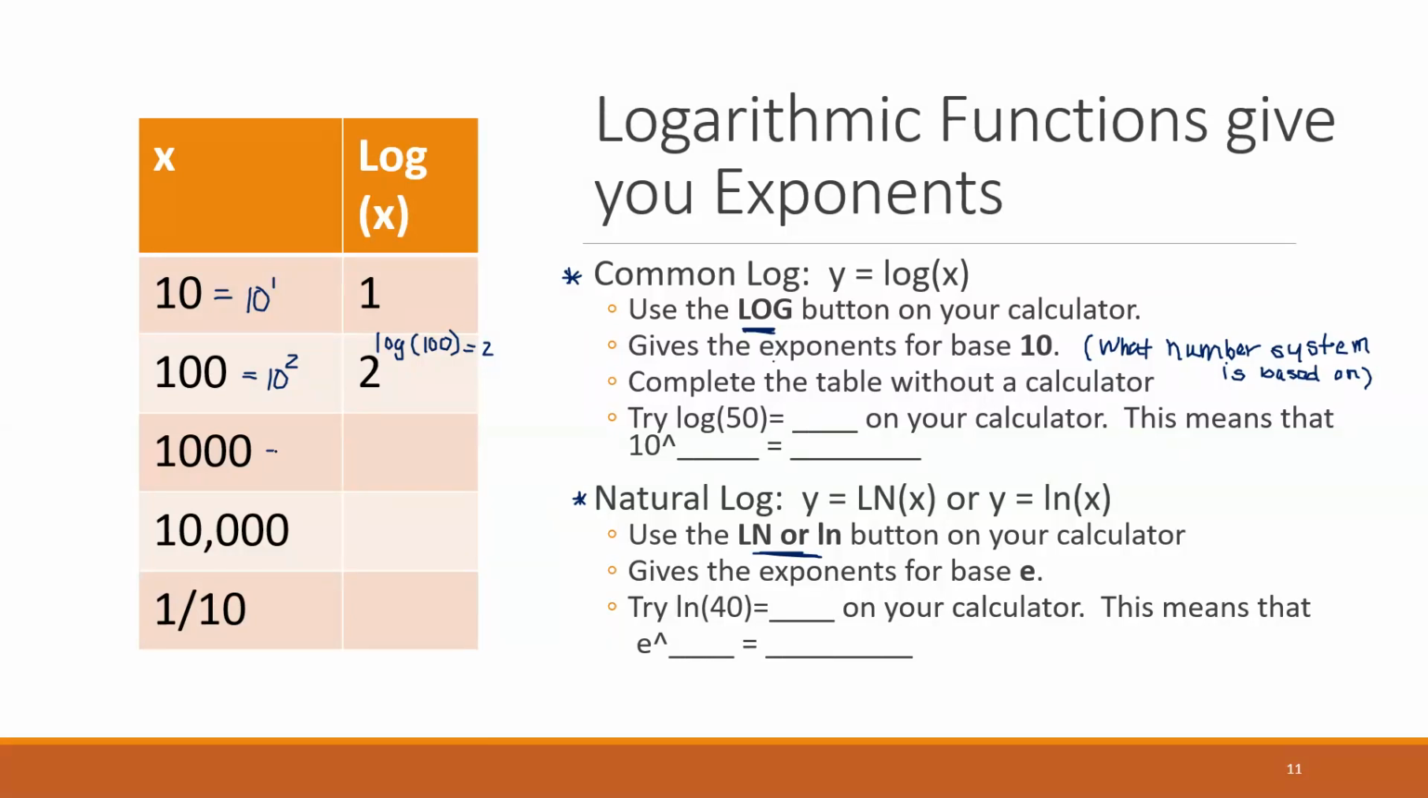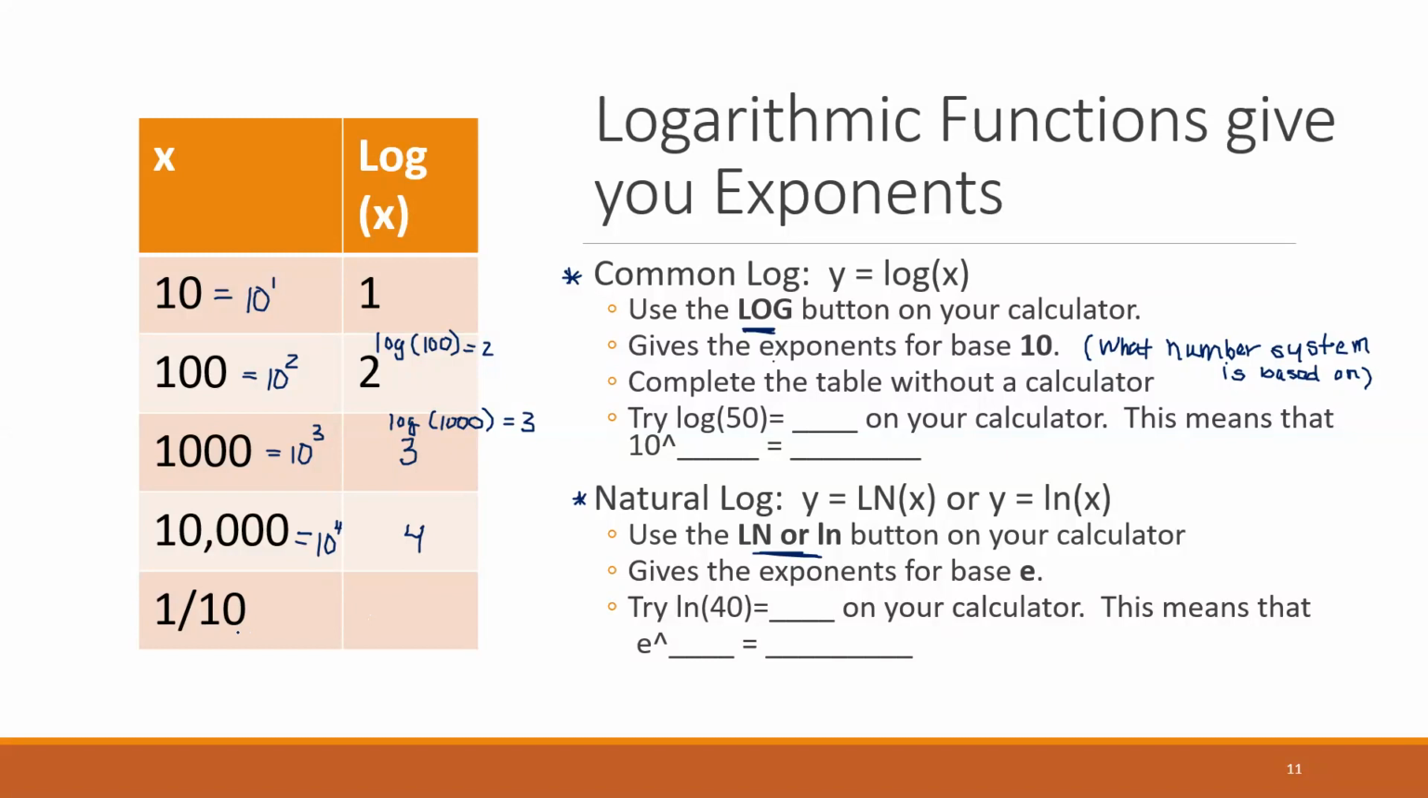If I look at 1,000, I know that this would be 10 to the third, which means the exponent is 3. So that means that the answer to log of 1,000 is indeed 3. If I then have 10,000, that would be 10 to the fourth power, and so the log of 10,000 is 4.